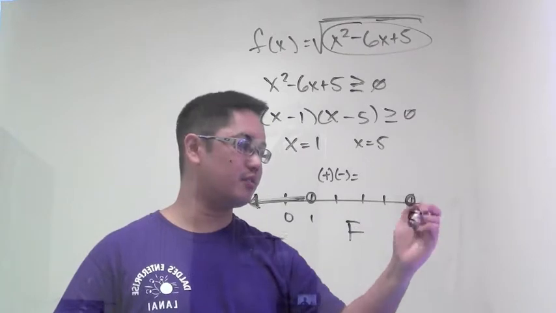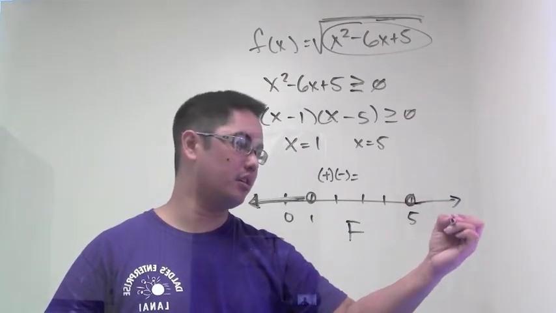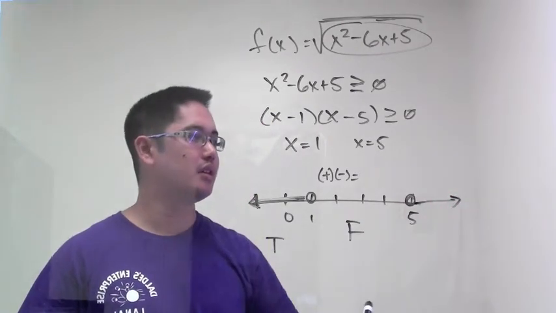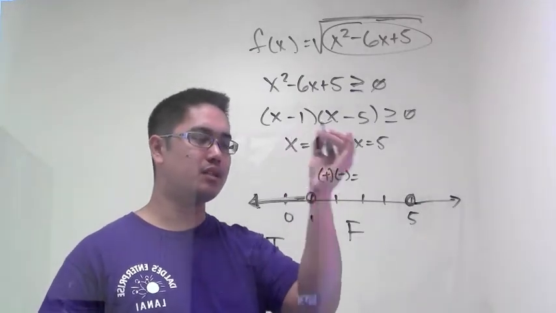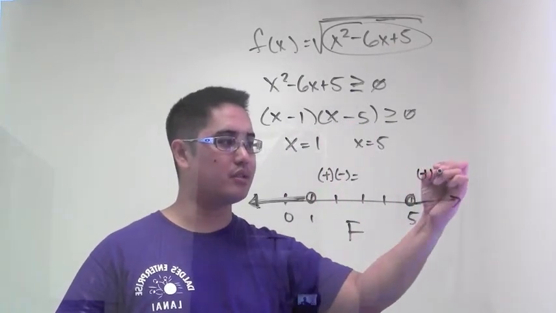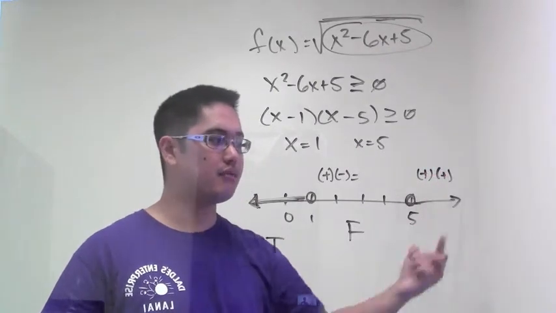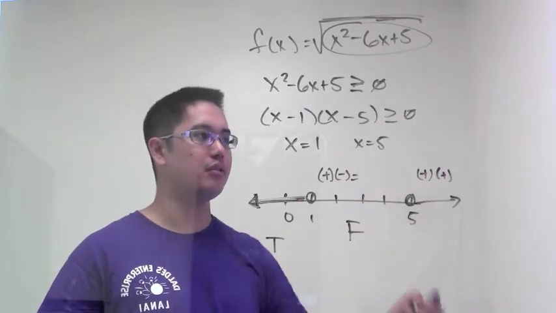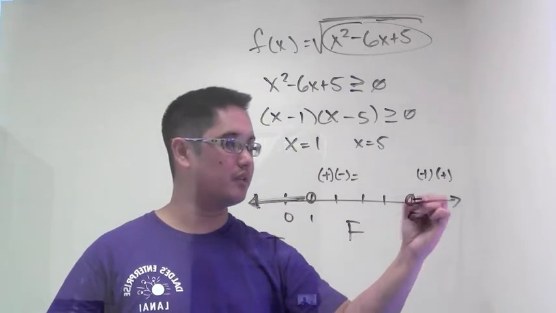And I'm going to test out this region over here. I don't know, let's just choose the number 10. If I have 10, I have 10 minus 1, which is a positive number. I have 10 minus 5, which is also a positive number. A positive times a positive is a positive number. So therefore it's true in this region.